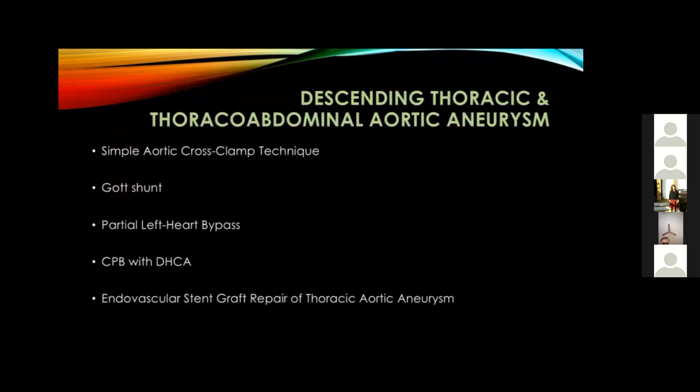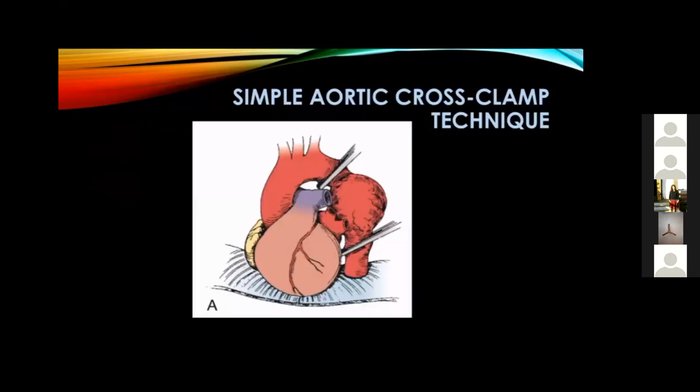Now, for descending thoracic and thoracoabdominal aortic aneurysm, the mode of operation, I mean the operative surgical strategy, could be different. The simple aortic cross-clamp technique, it totally depends upon the extent of the aneurysm, or they can use the Gott shunt or partial left heart bypass, CPB with DHCA, or endovascular stent graft repair of the thoracic aortic aneurysm. This is a new one, very popular nowadays. So, the simple aortic cross-clamp technique.